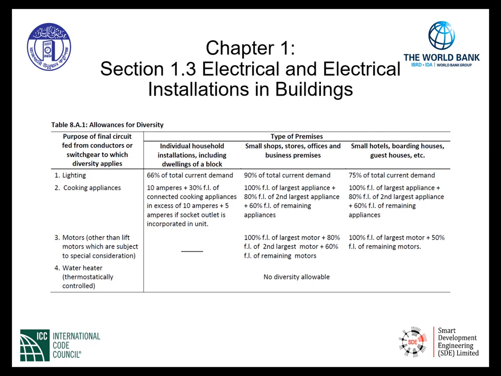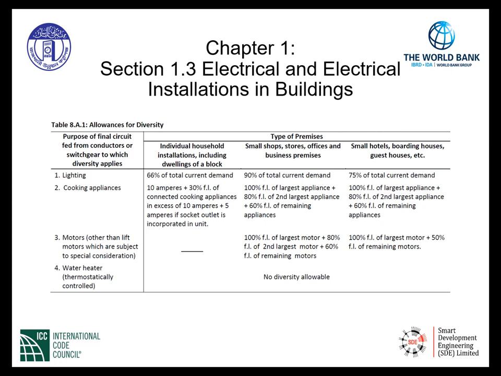We will now look at the table. The first column of the table indicates the proposed final circuit fed from conductors or switchgear to which diversity applies. Four distinct items are given to us here: lighting, cooking appliances, motors other than lift motors, which are subject to special consideration, and water heater, thermostatically controlled.